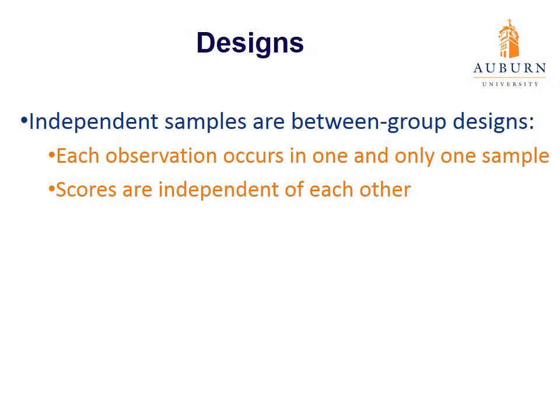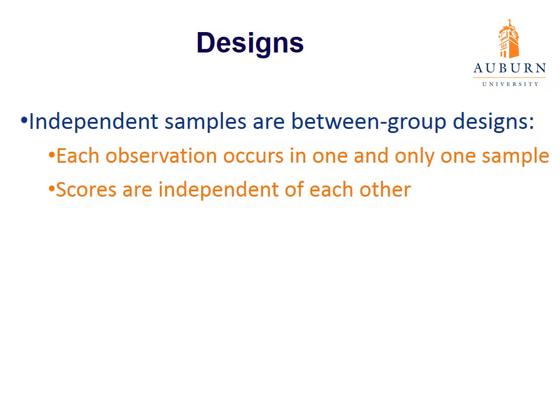Now, in contrast, independent samples are what we call between group designs. So in between group designs, we measure between two groups where we have different observations in each group or in each of the samples. So each observation occurs once and only once in a sample. They're not being measured more than once, they're not being measured twice. So in this case, we say scores are independent of each other.